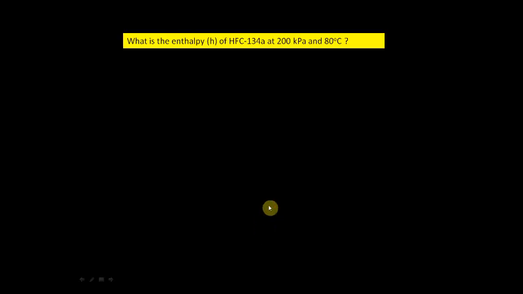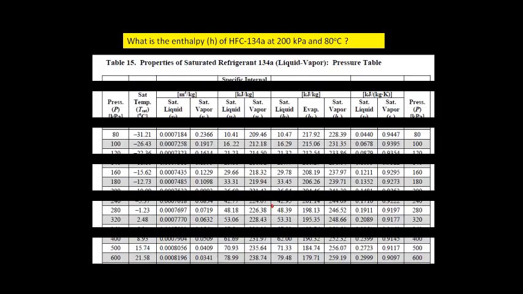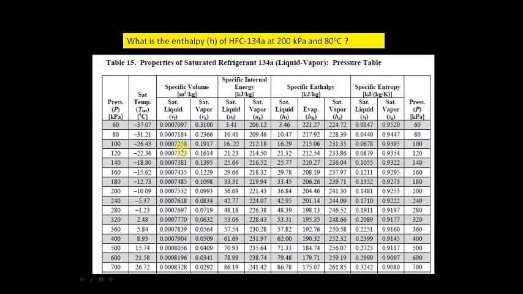What's the other way we can do it? Well, if you look in tables 14, 15, or 16, you will find tabular data for HFC 134a. So at 200 kilopascals and 80 degrees Celsius, we start off at table 15. This is the equivalent of table 11 for the steam tables. So at table 15, we enter at 200 kilopascals. We see that our saturation temperature is significantly less than our actual temperature, therefore we're in the superheated region.